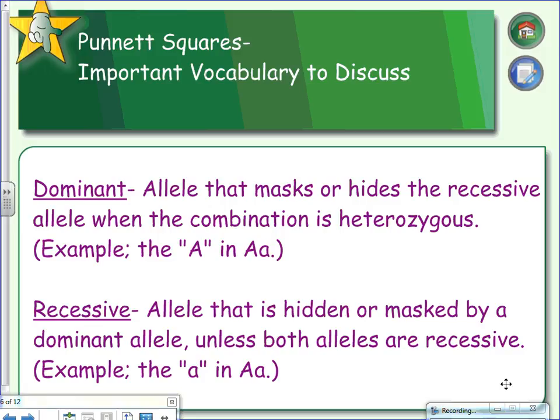Dominant is an allele that masks or hides the recessive allele when the combination is heterozygous. So dominant means the big letter. The big letter is the dominant one. The lower letter is the recessive one. Dominant always shows. The only way the recessive trait will show is if there are 2 small letters.